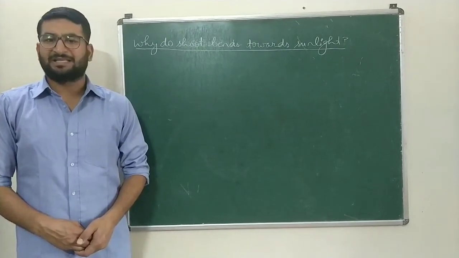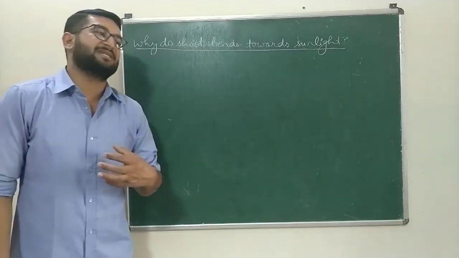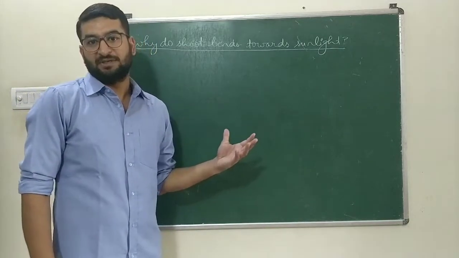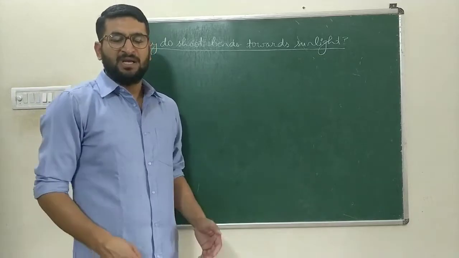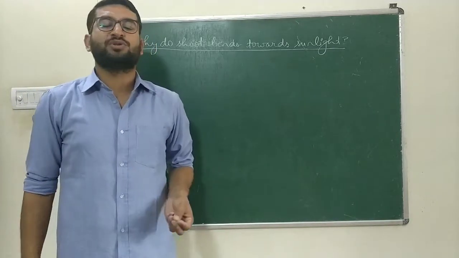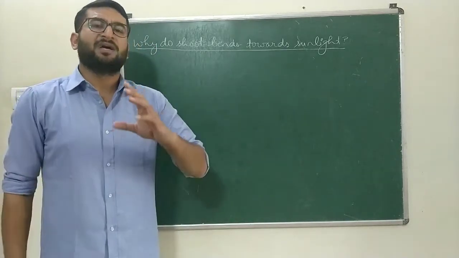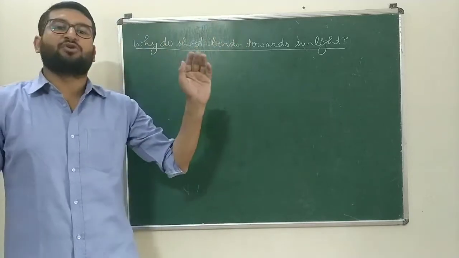Now we will discuss an activity and a very important question for your board exam, that why do shoot or stem bend towards the light? The physiology of it. In the bending of shoot towards the light, a plant hormone that is auxin plays a very important role. We had discussed this topic in a very short form in the plant hormones as well.